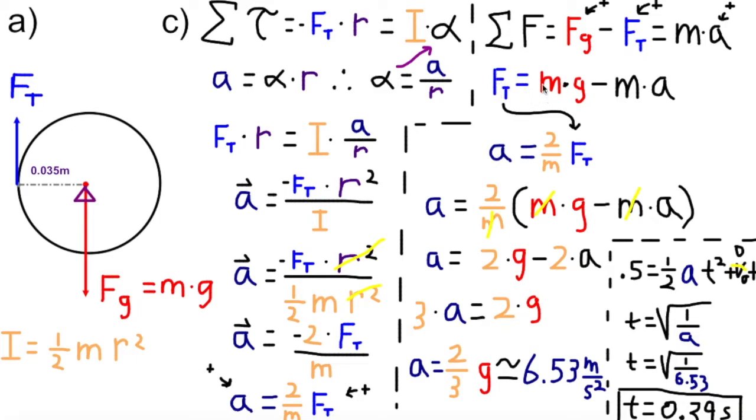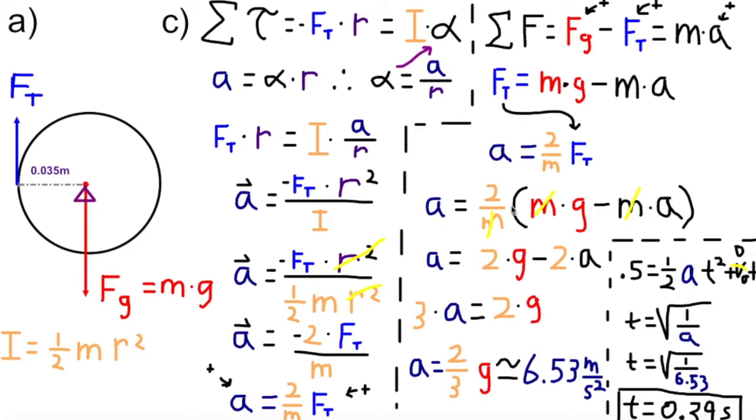We get m times g minus m times a. And then we can take this equation for force tension and plug it into this equation for acceleration. So that's what's happening right here. And that gives us our linear acceleration equals 2 over our mass times this equation right here in parentheses. So mass times 9.8 meters per second squared downward minus mass times acceleration.